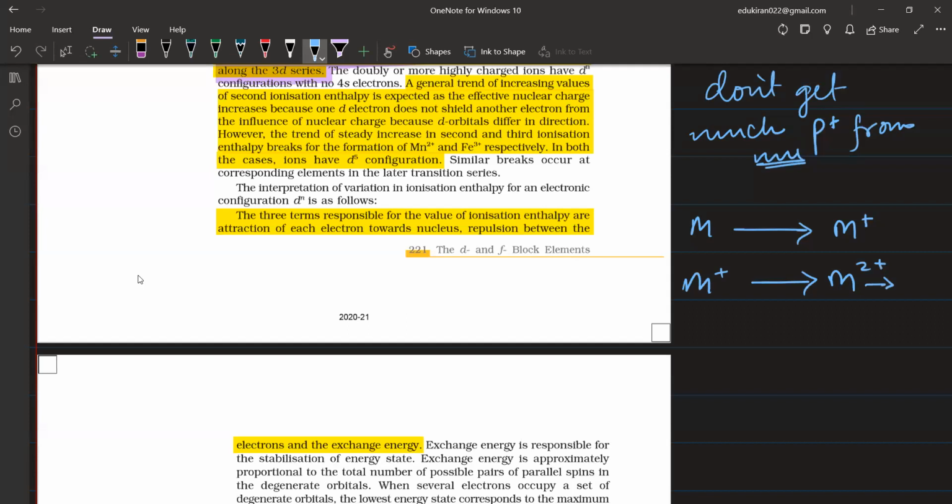So the general trend of increasing values of second ionization enthalpy is expected as effective nuclear charge increases, and because one d electron does not shield another electron from the influence of nuclear charge, because d orbital different direction. ठीक है. So first thing is that because we are going from M plus to M2 positive, then that is expected to increase, right? It is expected to increase because we are going from M plus to M2 plus. अब अगली चीज जो है second and third ionization enthalpy के बारे में, so it depends on the, please see, इसको ध्यान में याद रखिएगा.